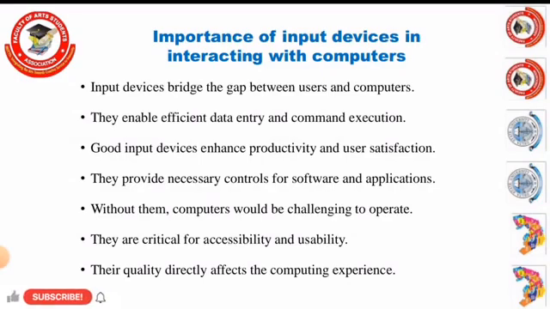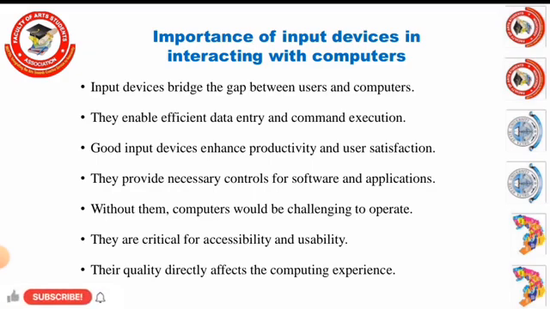The question now is, what is their importance? How are they important to you in the humanities when you're interacting with the computer? Now, input devices bridge the gap between the users and the computer. That's what they do. I want to write something, my keyboard will bridge the gap between me and my system. They enable us to enter data efficiently and also execute different commands. I want to copy a document, I want to paste, I want to type. It's through all these input devices I'm able to carry out those functions. In the long run, they will enhance our productivity and we derive satisfaction from it. That is what we get.